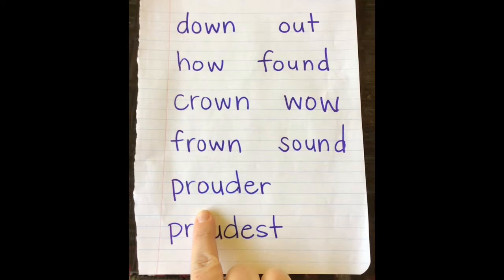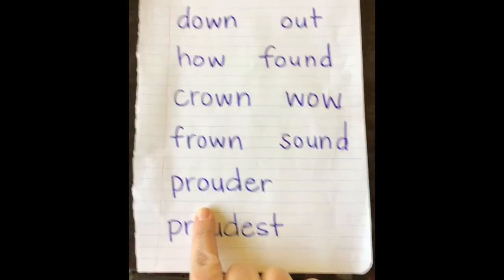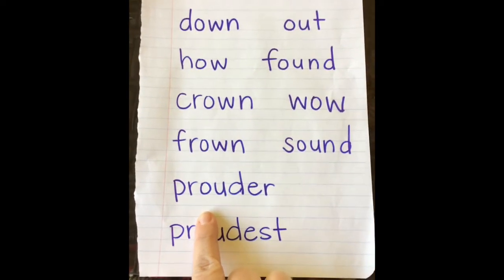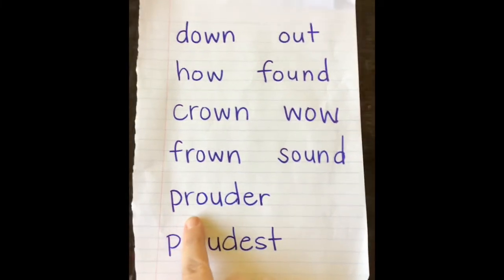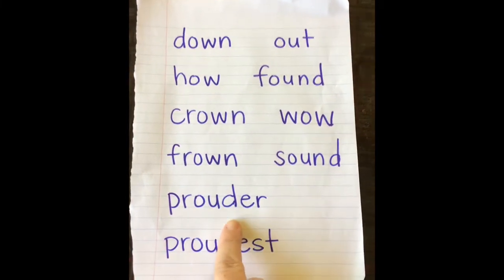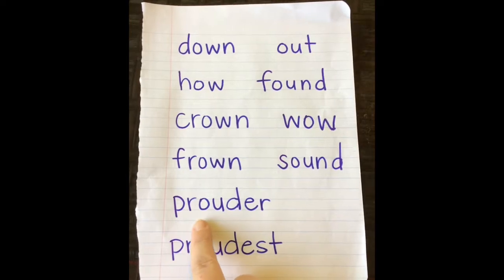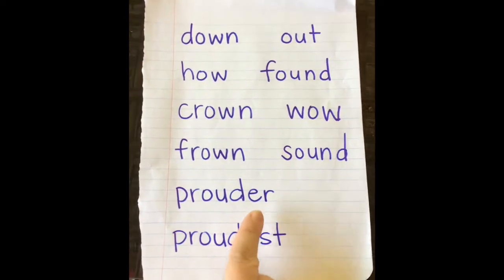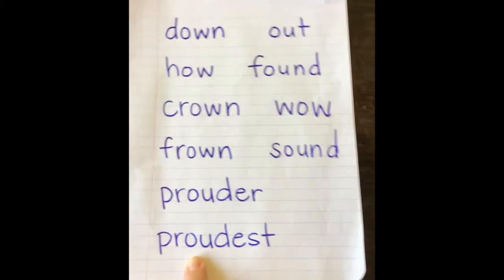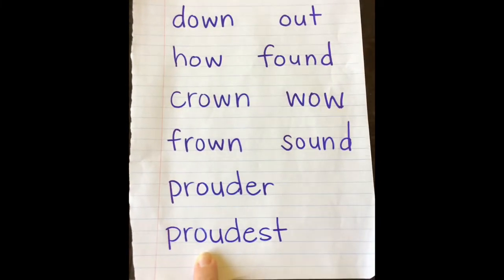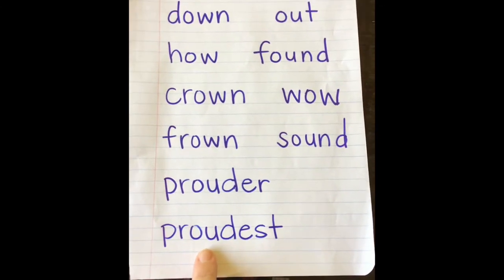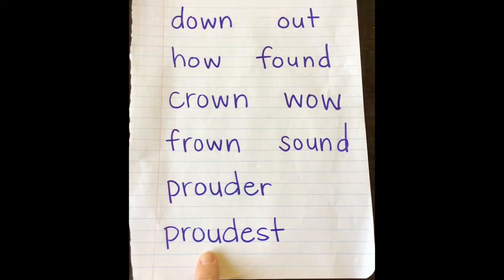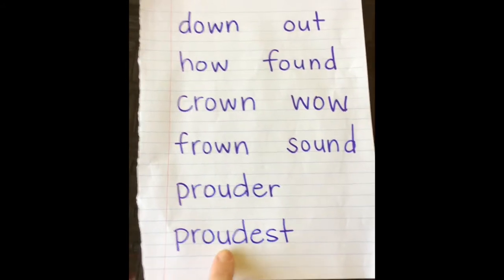What letters do you see that make the sound ow? OU. Sound it out. Ready? Owd. Prouder. And last word. What letters do you see that make the sound ow? OU. All right, sound it out. Ready? Proudest.